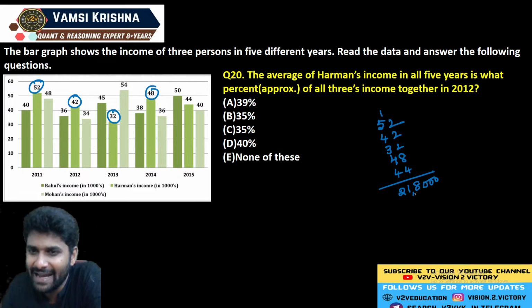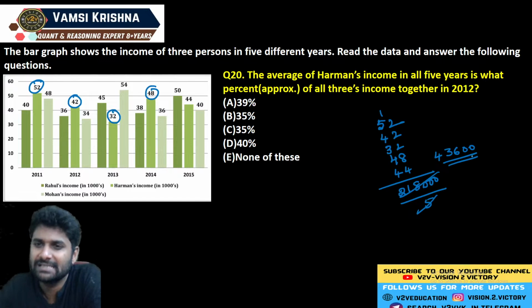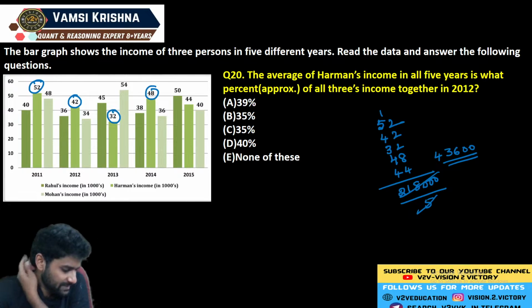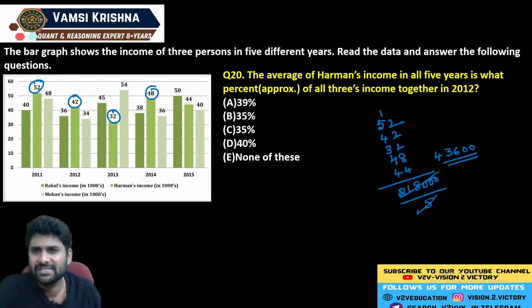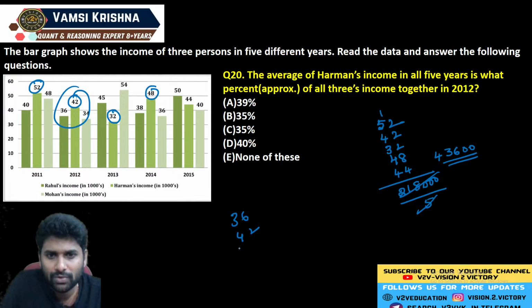It's 2 lakhs 18,000. Why? Because each unit is multiplied by 1,000. We need an average, right? So divided by 5. Here 5 fours are 20, 5 threes are 15. We have 6. So 43,600. Hope it's clear. That's an average, guys. Average, you already know, is sum by number. Next one, see, what is the income of all together in 2012? 2012 all together: 36, 42, 34.